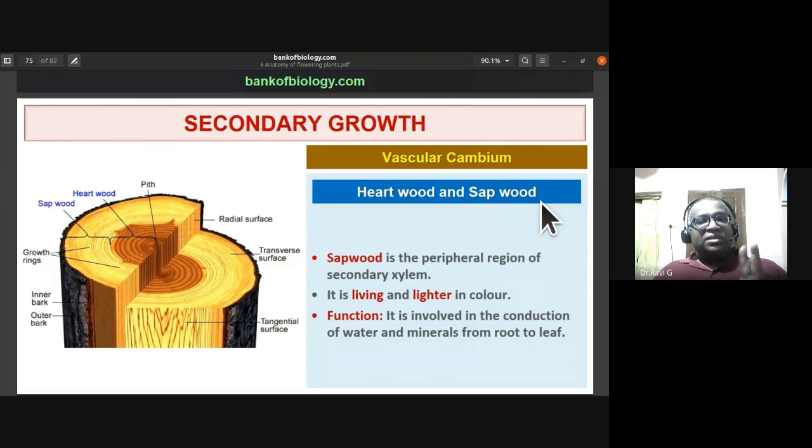For a 2 mark question, you have to write the differences between heartwood and sapwood. See, sapwood is the peripheral region of the secondary xylem. It is living and lighter in color. The function of sapwood is that it is involved in the conduction of water and minerals from root to leaf. That is the function of this sapwood.